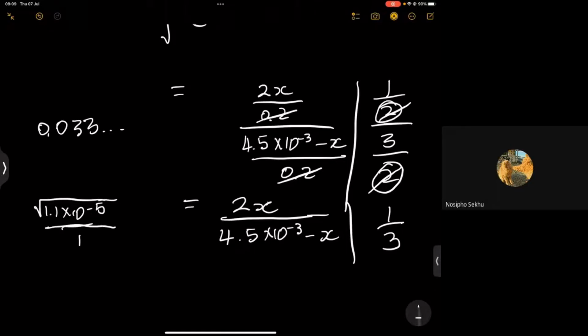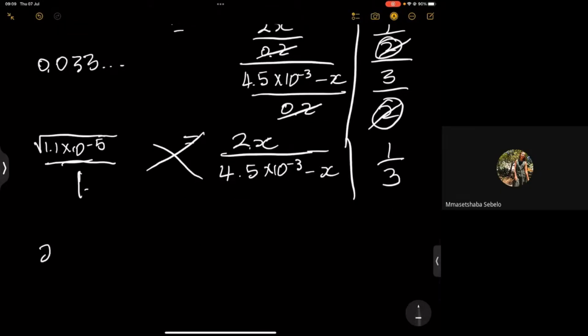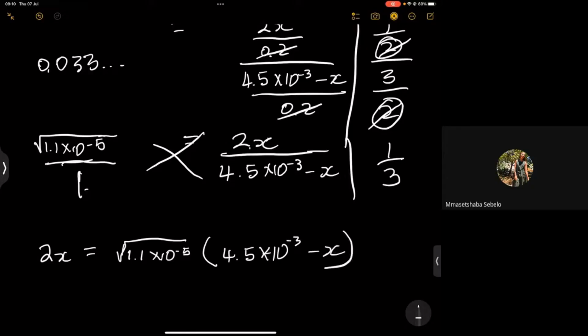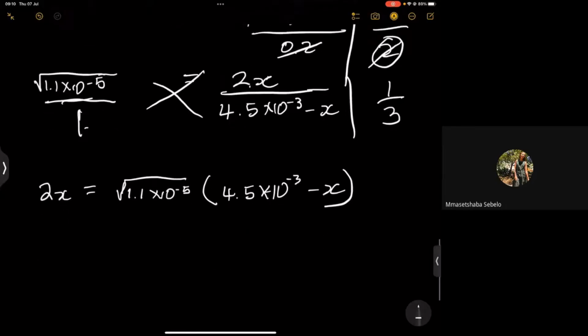Right, so if I want to write it as a fraction, let's cross multiply. 2x times 1 gives me 2x, which is equal to the square root of 1.1 times 10 to the negative 5, times 4.5 times 10 to the power minus 3 minus x. I hope this is not exhausting, and that you are still with me.